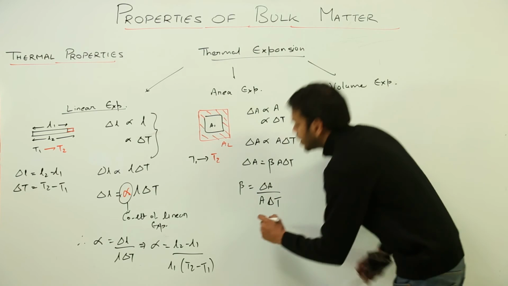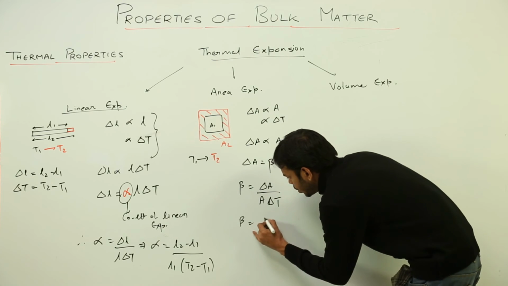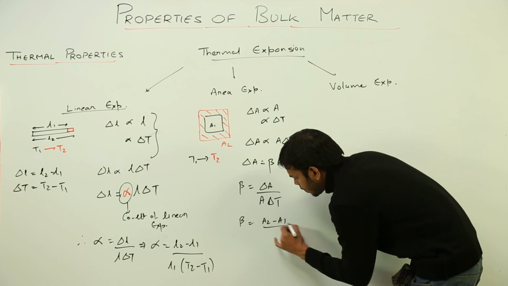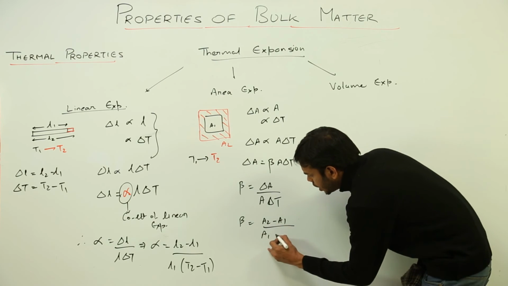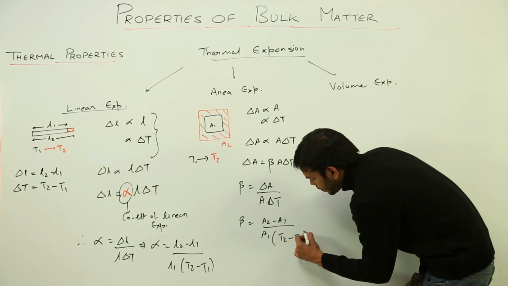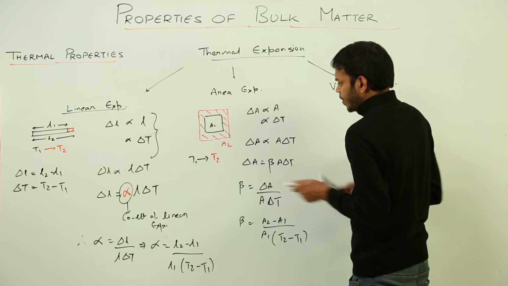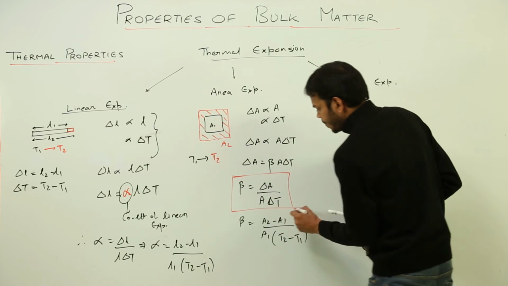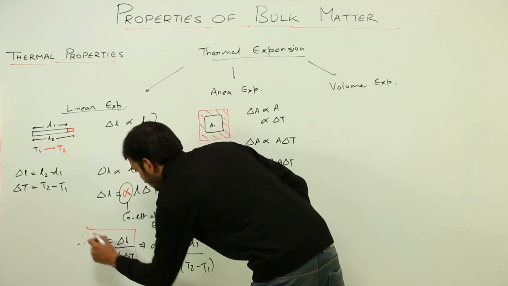Or in other words, beta is A2 minus A1, final area minus initial area, upon initial area into change in temperature, T2 minus T1, right? These are the two main formulas here.